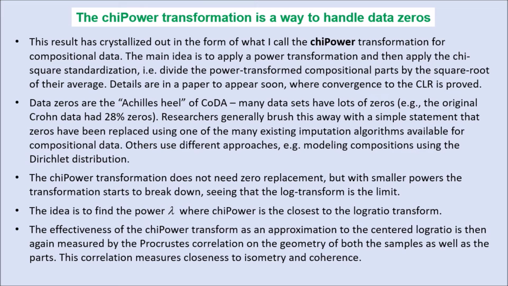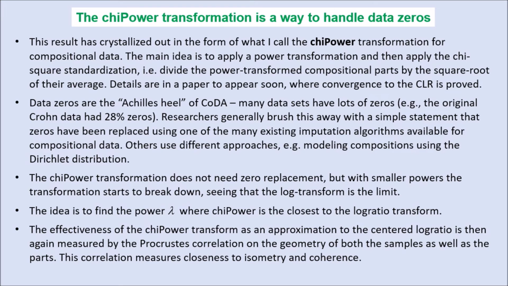Data zeros are what I've called the Achilles heel of CODA. Many data sets have lots of zeros. For example, the present original Crohn data had 28% zeros. Researchers generally brush this away with a simple statement that zeros have been replaced using one of the many existing imputation algorithms available for compositional data. Others use different approaches, for example, modeling compositions using the Dirichlet distribution.